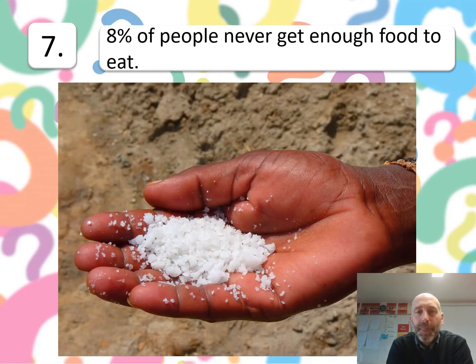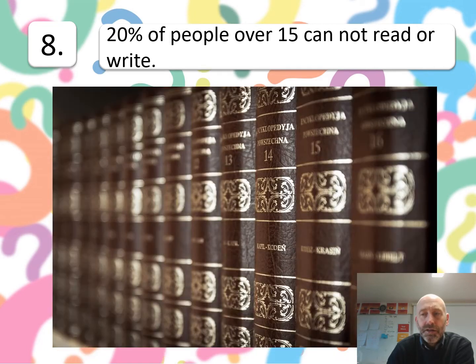Number 7, 8% of people never get enough food to eat. Those are the people that are going to be suffering from malnutrition, obviously leading to potential famine. Is that true? Should it be higher? Should it be lower? Number 8, 20% of people over 15 cannot read or write. So that links back to literacy rates. Do we believe that the literacy rate in some countries is lower than 80%?